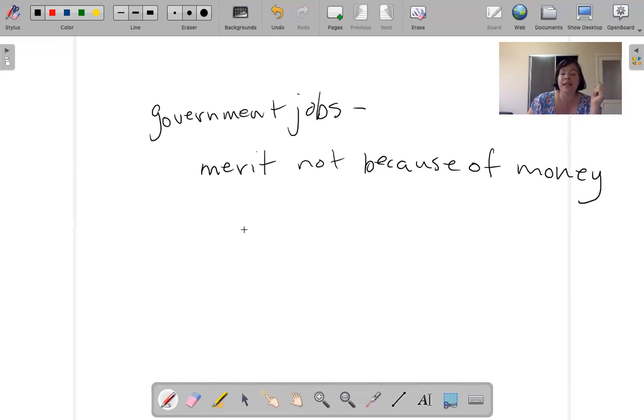So merit means your ability. Money, most of the government jobs were just held by rich people. That was it. If you're rich, you got a government job. It didn't matter how smart you were or how dumb you were. If you were rich and you wanted a government job, it was yours. Well, now, during the industrial age, they started hiring people and putting them in government jobs because they were actually smart and they could do the job.